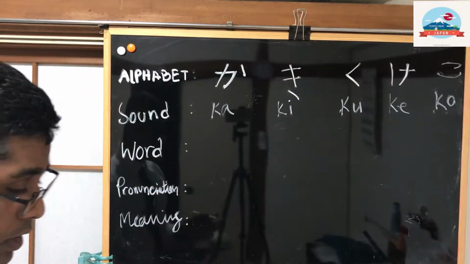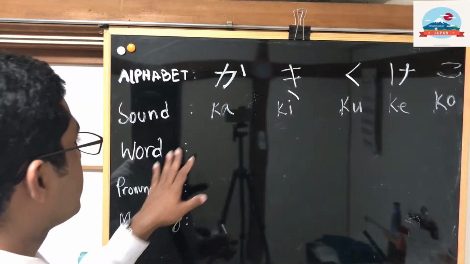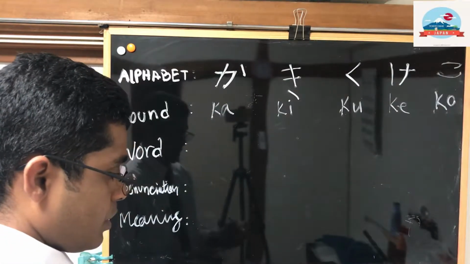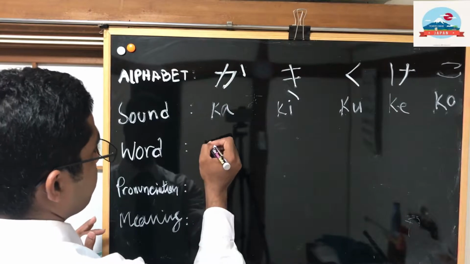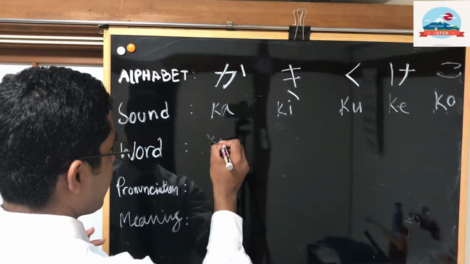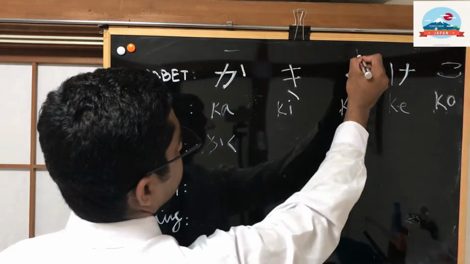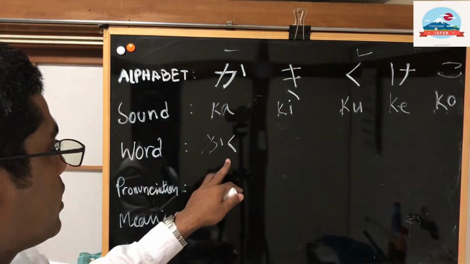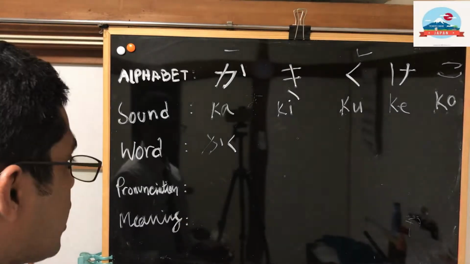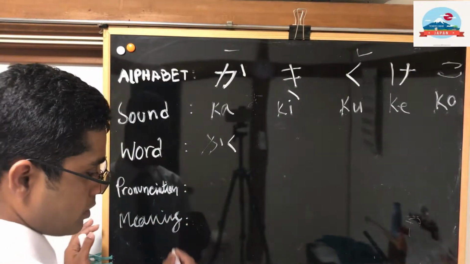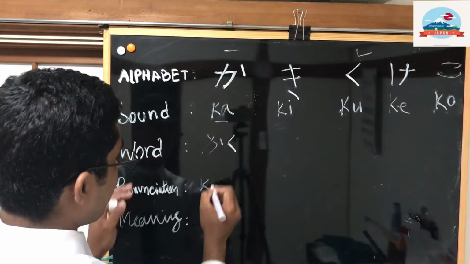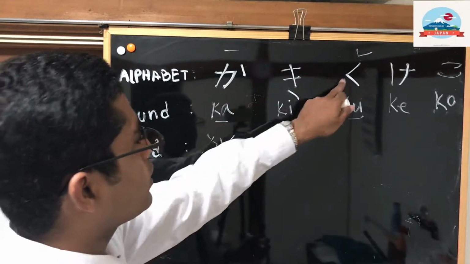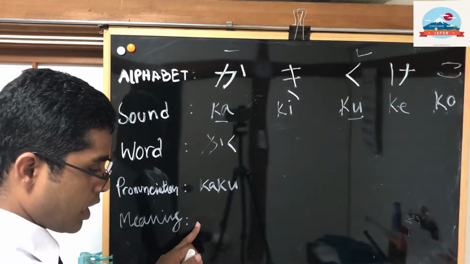And let's go to the third step. We'll make a word by this ka alphabet, okay? Then we'll write a word by ka and ku, this ka and this ku, reading and writing together. This ka, ku, kaku. This pronunciation is kaku. Kaku means write.